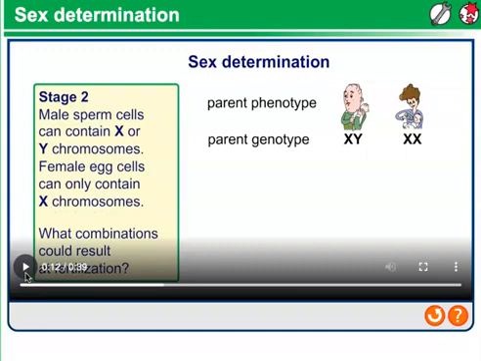Stage 2. Male sperm cells can contain an X or a Y chromosome. Female egg cells can only contain an X chromosome. What combinations could result at fertilization?